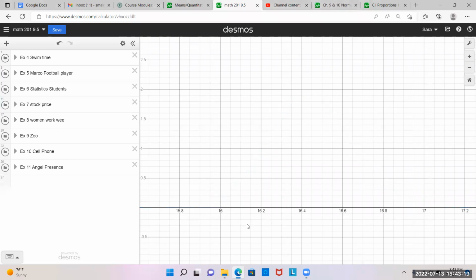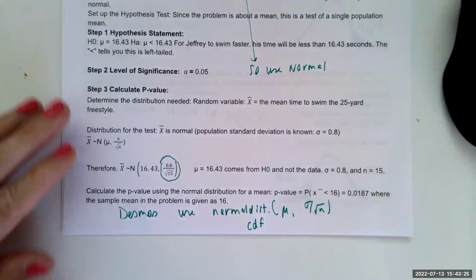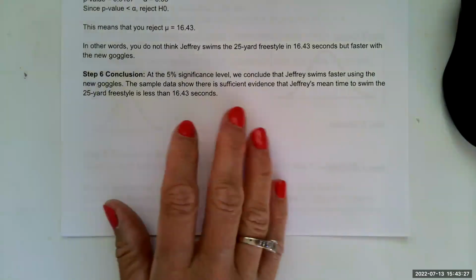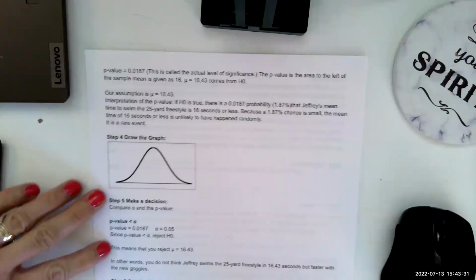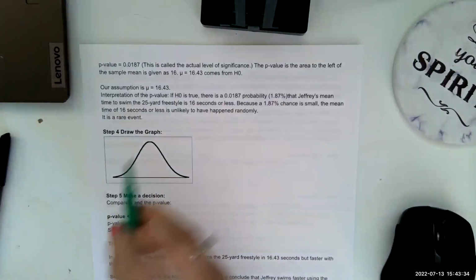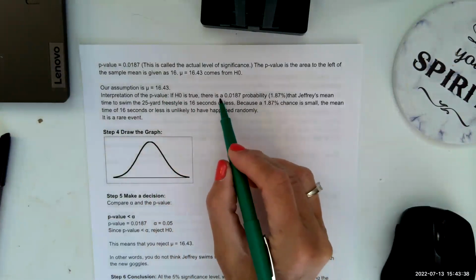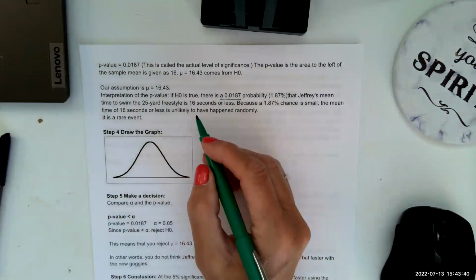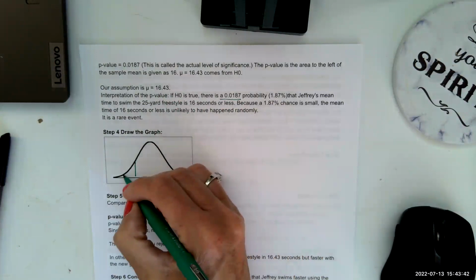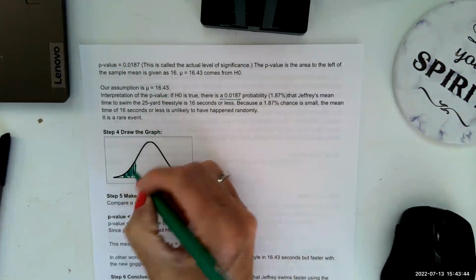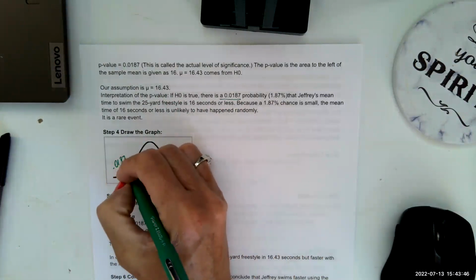Okay. So if you go back to my paper here and flip the page, we can see that our assumption is 16.43 seconds and our p-value is 0.0187. And we think it's less than, so it's a strictly left-tailed. So the p-value is here.